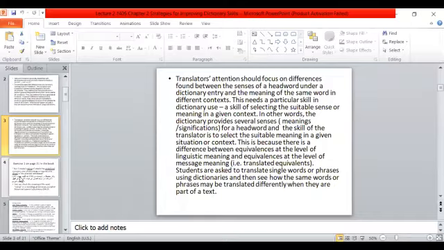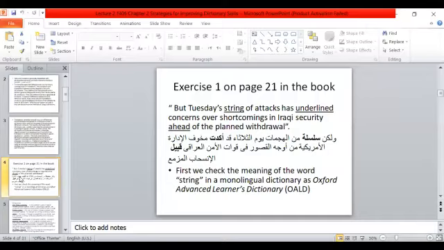This is because there is a difference between equivalences at the level of linguistic meaning and equivalences at the level of message meaning. Translated equivalence. Students are asked to translate single words or phrases using dictionaries and then see how the same word or phrase may be translated differently when they are part of a text. Exercise 1 on page 21 in the book.